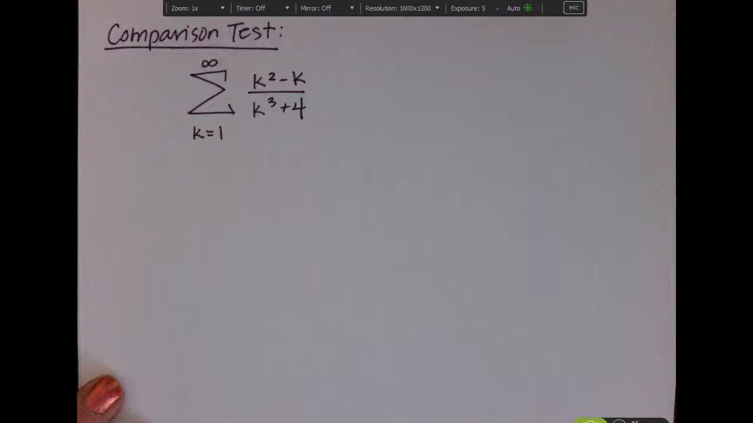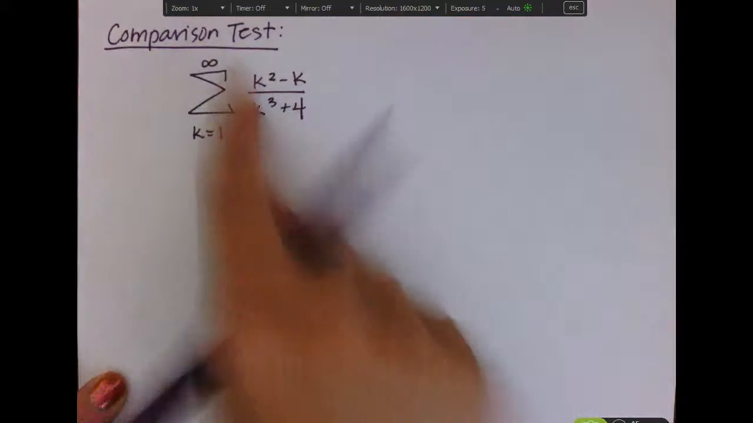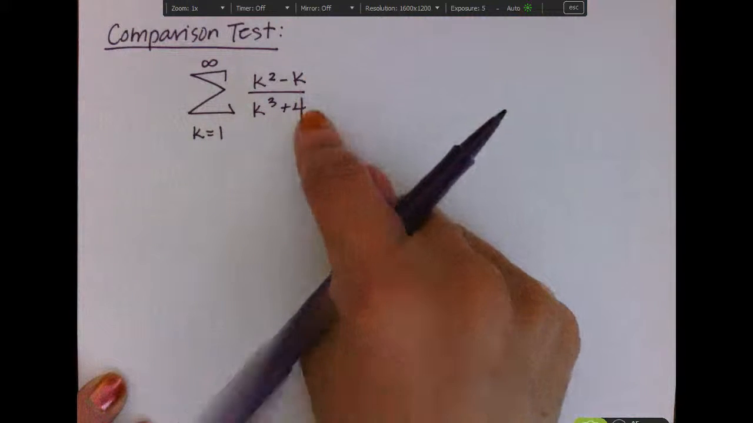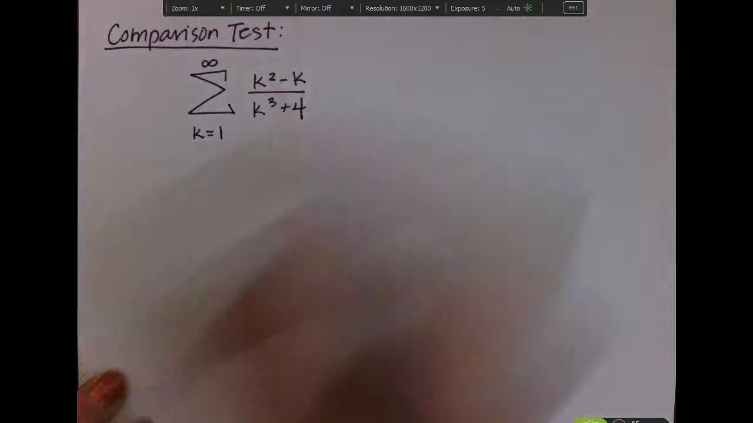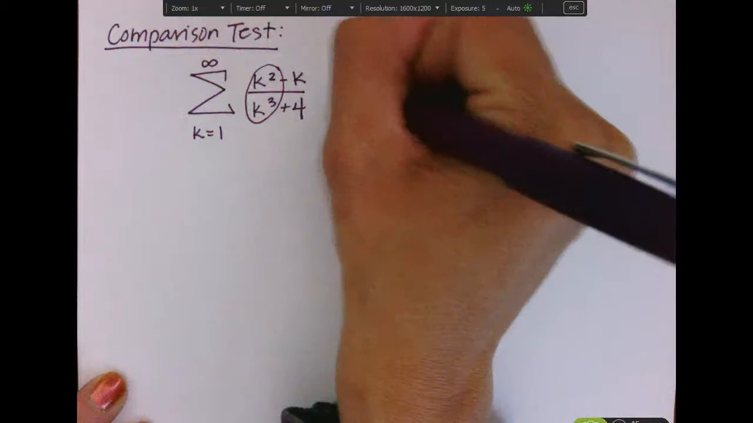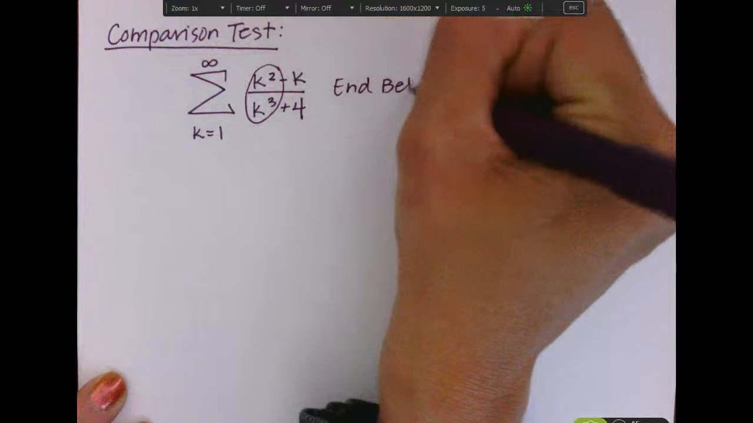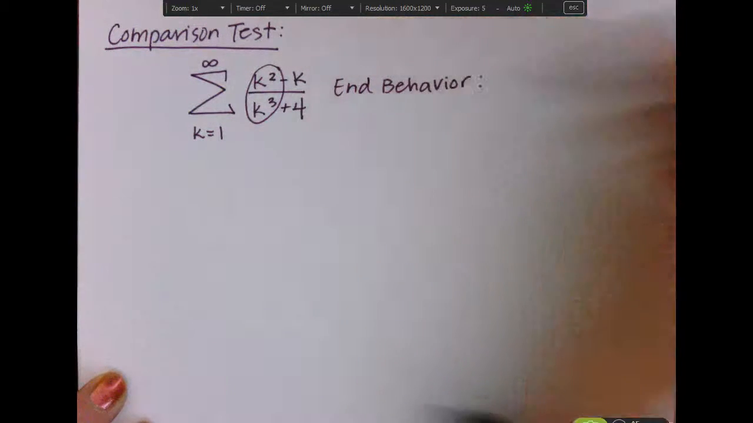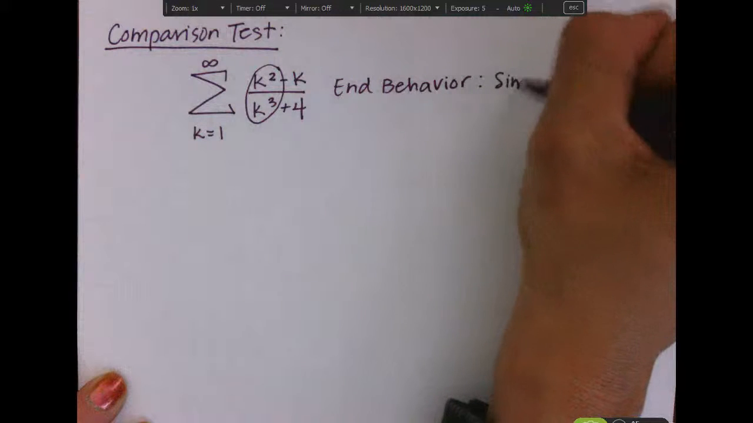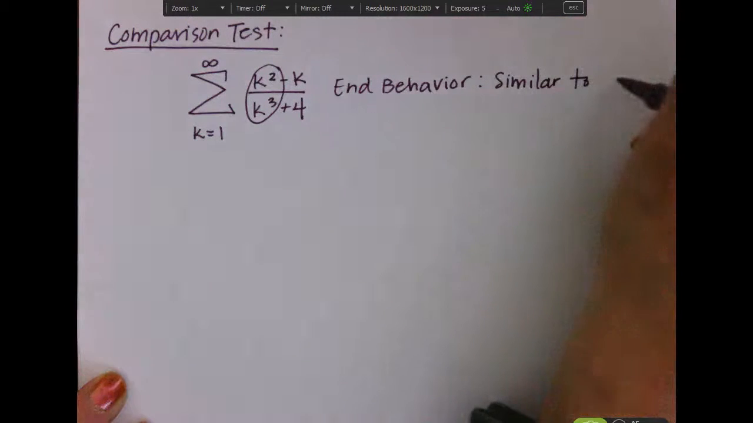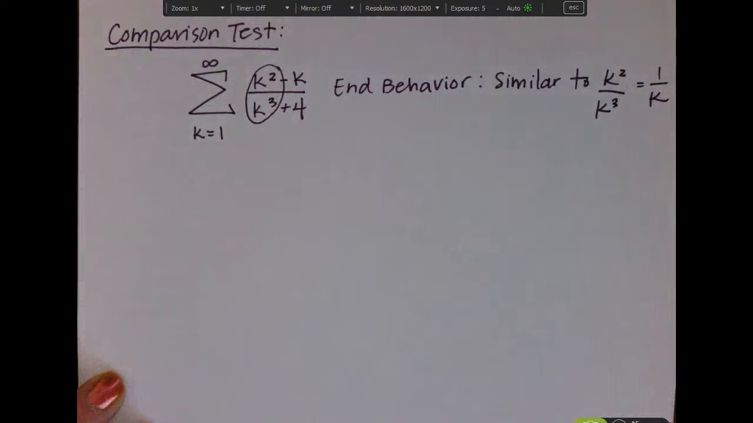Also in section 9.5, we have what's called the comparison test. And here's an example of where the comparison test will be convenient. So let's look at this expression here, k squared minus k over k to the third plus 4. And if we look at the end behavior of this function, we know that it's going to behave in the same way as k squared over k cubed, or 1 over k.